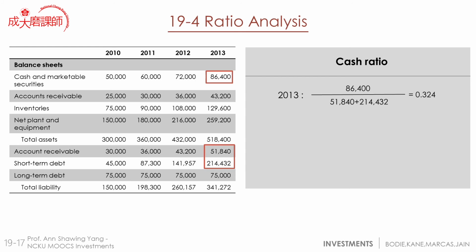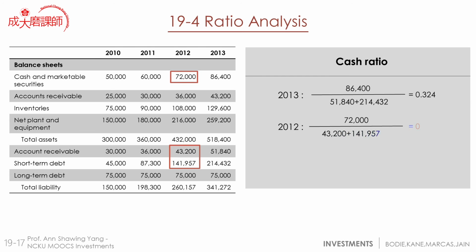After the current ratio and the quick ratio, now we have the cash ratio, which is uniquely for cash. It looks at how much cash the company has at hand that could be used for immediate payment. So we take only the cash and marketable securities that we can convert into cash without any time lag. So 86,400 divided by accounts payable and short-term debt, 51,840 and 240,432. We have 0.324 in 2013.